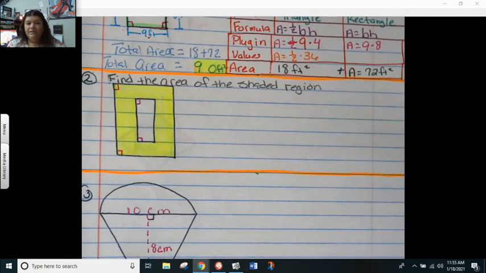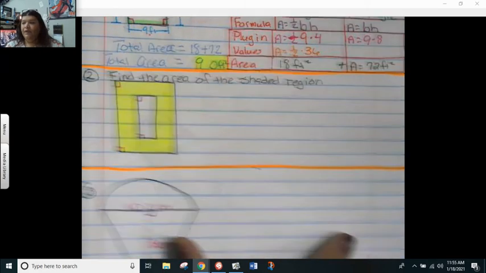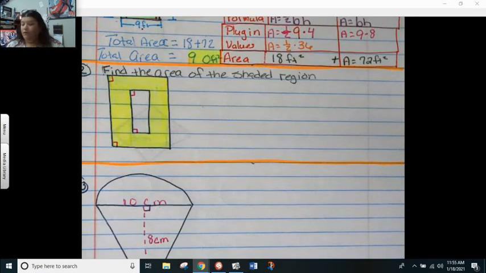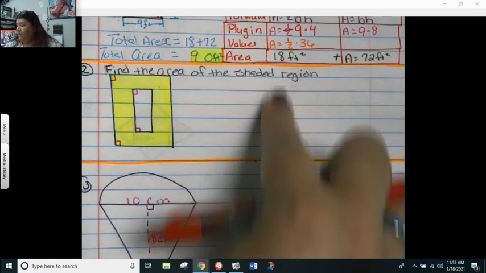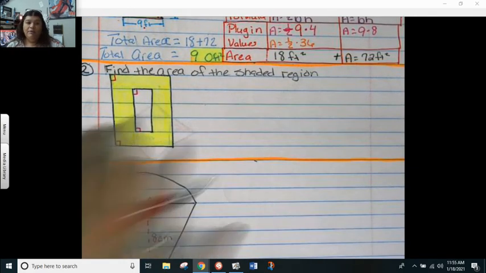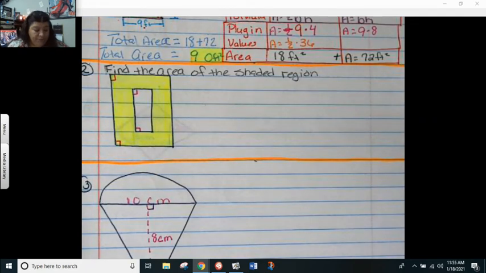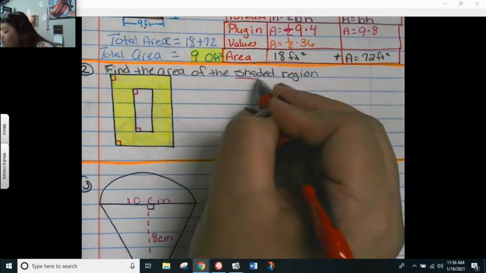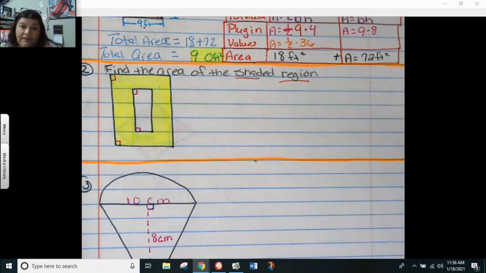Go ahead and press pause if you need to, and copy example 2 down. Don't worry about 3 yet. We want to make sure you have enough space here, so don't worry about 3. Copy number 2 down, and then press play when you're ready. Okay. So here again, find the area of the shaded region. Word of advice, if they say shaded region, you're not going to be adding, you're taking away, you're subtracting.